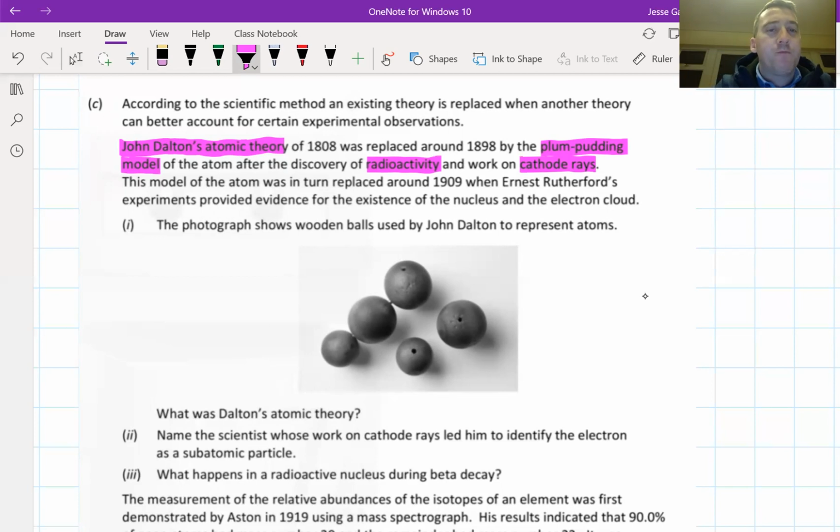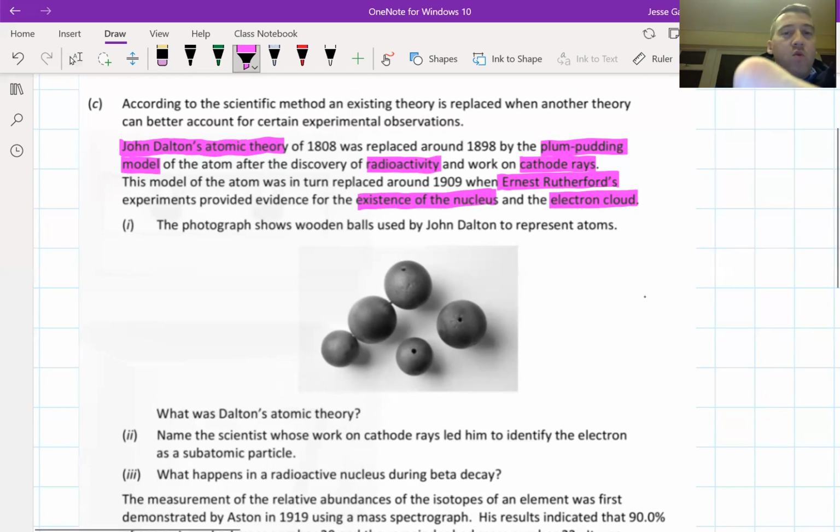So I'm highlighting it. This model of the atom was in turn replaced around 1909 when Ernest Rutherford, there's another person, his experiments provided evidence for the existence of the nucleus and the electron cloud. So some of that might be important later on. So I'm just going to be able to draw my eyes back to what I think is important.